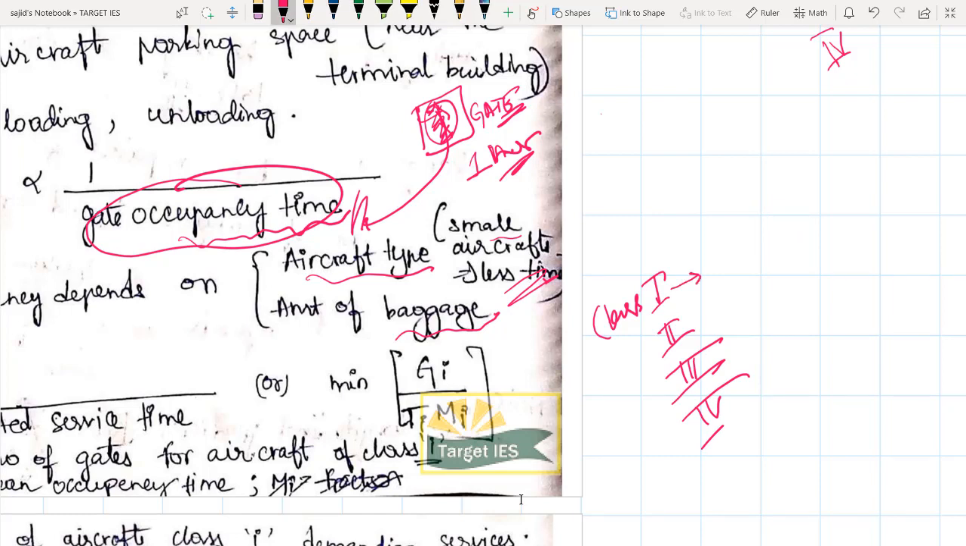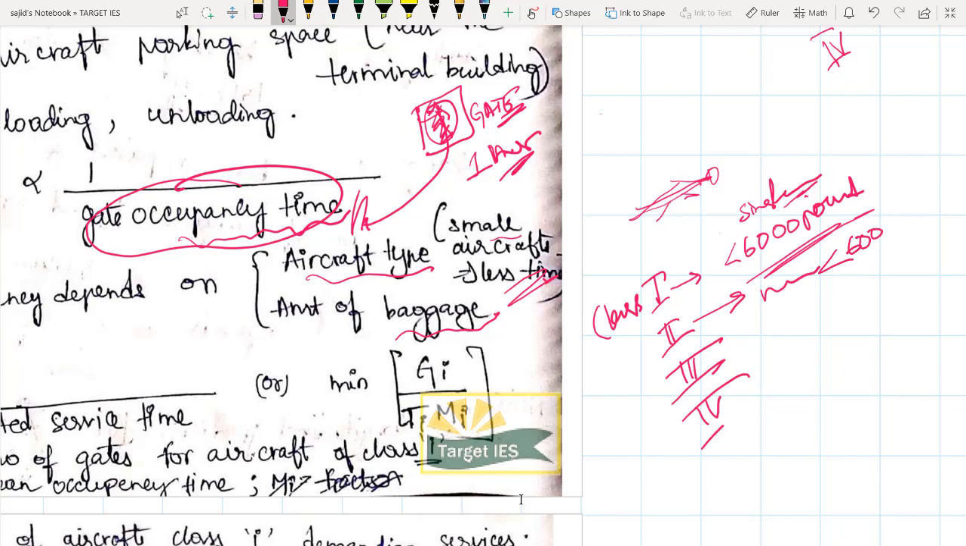Class 1 has weight less than 6000 pounds, so less than about 2500 kilos, and it will be a very small flight. You might be seeing very small flights also using the airport. Basically these are those aircraft which are less than 6,000 pounds and have a single engine. And class 2 will have multiple engines, but it is also less than 6,000 pounds.